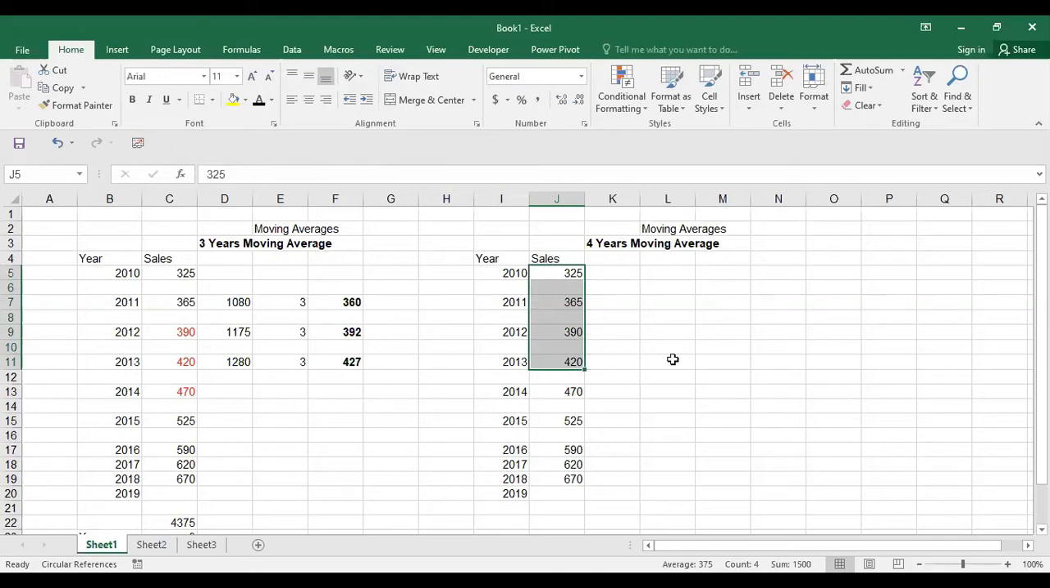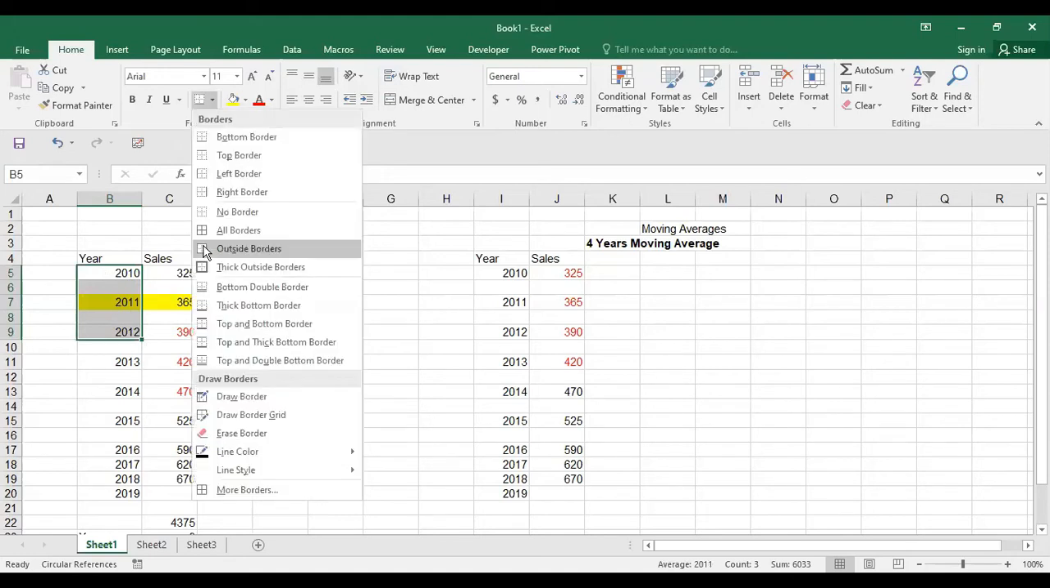Now the thing is that when I was taking the first 3 years like this, this was 2010, 2011, and 2012. And from these 3 numbers, the average came in front of 2011, which was the middle year. So this number 1080 or the number 360, they are exactly in front of year 2011, because out of 3 years, 2011 is the middle year.